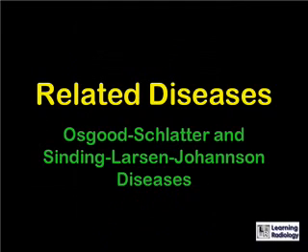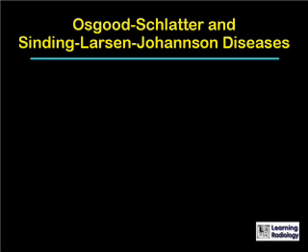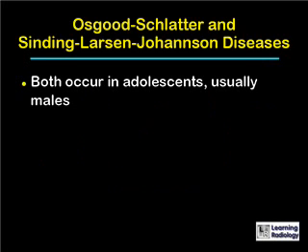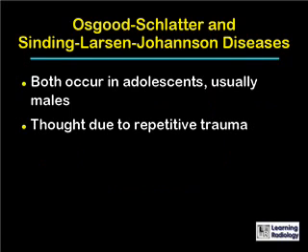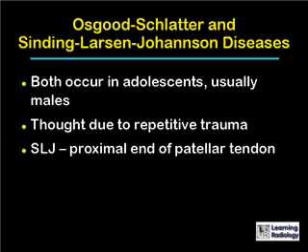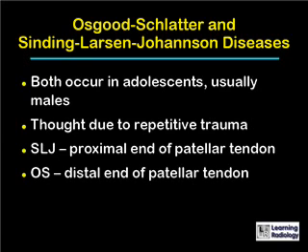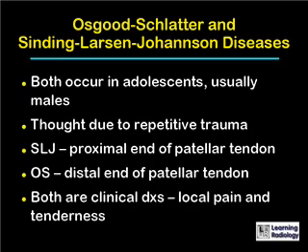There are two related diseases, which will conclude this podcast: Osgood-Schlatter and Sinding-Larsen-Johansson disease. Both occur in adolescence, usually in males. They are both thought now to be due to repetitive trauma. Sinding-Larsen-Johansson disease occurs at the proximal end of the patellar tendon, and Osgood-Schlatter occurs at the distal end of the patellar tendon. Both of these are clinical diagnoses. They both feature local pain and tenderness. X-ray images don't have to be obtained in order to make these diagnoses. These are clinical.